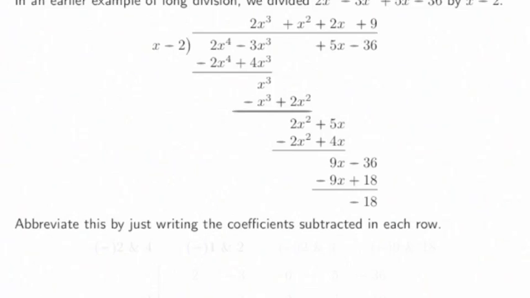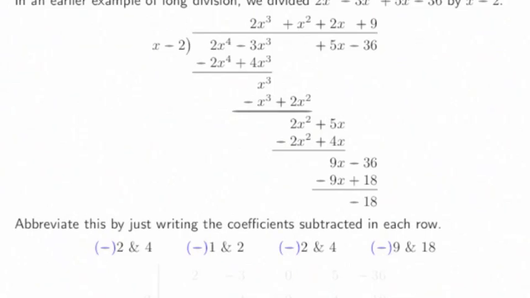If I look at the first row, I subtracted 2x to the fourth plus 4x cubed. Let's just note that we were subtracting a 2, and there was a 4. And then in the next row, we subtracted 1x cubed plus 2x squared. And then in the next row, we subtracted 2x squared plus 4x. And finally, we subtracted 9x plus 18.